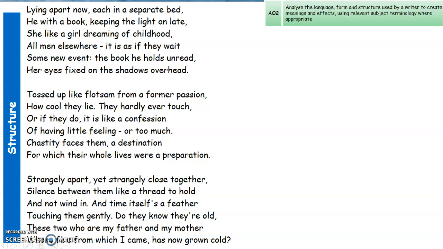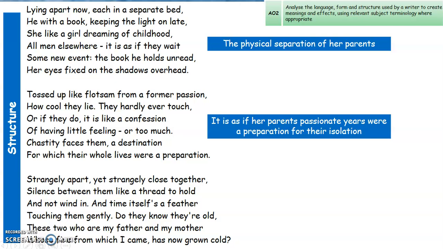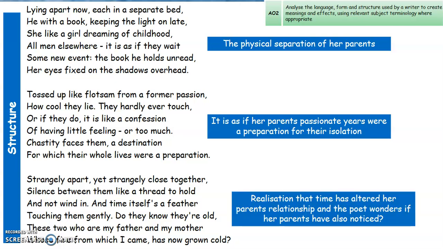Okay, so the first stanza looks at the physical separation of her parents, how they are physically apart when they go to bed in separate beds doing separate things. The second stanza looks at how her parents' passionate years were a preparation for their isolation. So they will have been passionate at one point because they do have a child, but now they are completely separate, yet still married. And finally, the last stanza is a realization that time has altered her parents' relationships, and the poet wonders if her parents have also noticed this separation within their marriage.